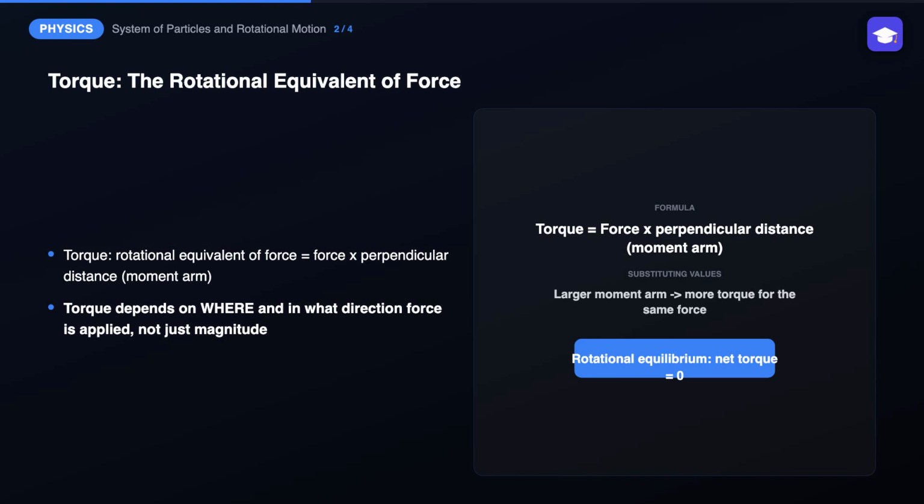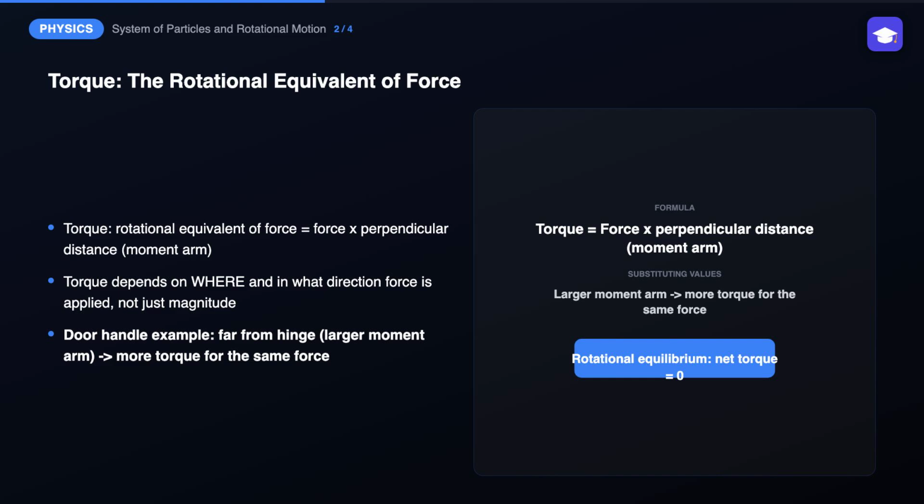This is precisely why a door handle is deliberately positioned far from the hinge. Applying the same push force far from the hinge produces significantly more torque, and therefore opens the door far more easily than applying that exact same force very close to the hinge itself, where the moment arm is small.